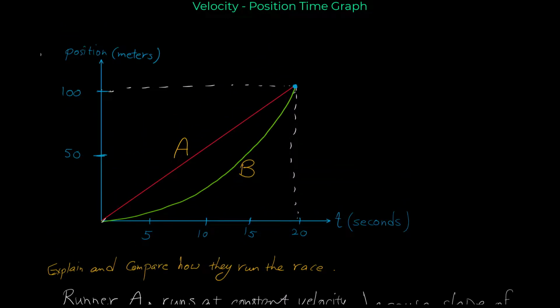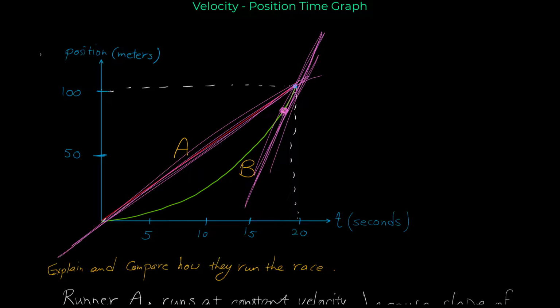Why at the end is his velocity bigger? There are the tangent lines at the end of the run, not exactly at the end, even close to the end, somewhere like here. If we draw the tangent line here, compare the slope of this line with this line, which is for runner A, the slope of this one is obviously bigger.